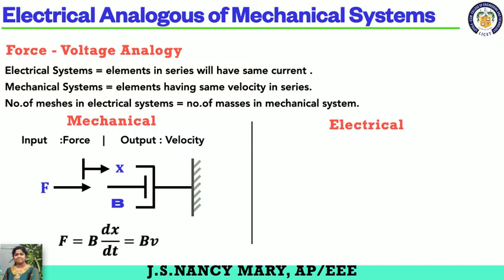Here we will be considering the velocity instead of distance. So when I'm writing, the first element which we are going to see is the dashpot. The dashpot, that is the frictional coefficient, will have force F. The formula is given by B into dx by dt. You know very well dx by dt is nothing but your velocity. So I can write B into V.